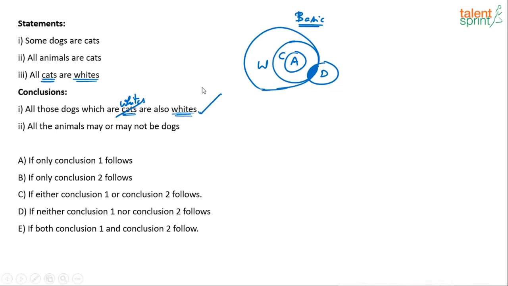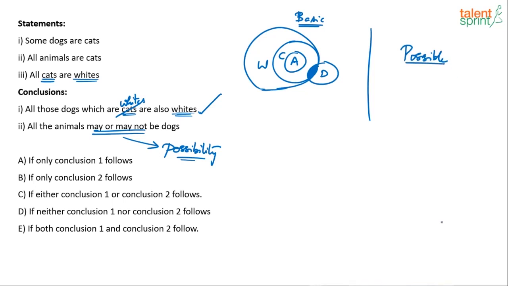Second one, all the animals may or may not be dogs. Now, may or may not again indicate that it's a possibility type of conclusion, right? All the animals may or may not be dogs. Now, true or false? Possibility type. All the animals may be dogs, may not be dogs. All the animals can be dogs, right? It's possible. You see, can we draw a diagram in which all the animals may be dogs? Yes. How do you draw that?